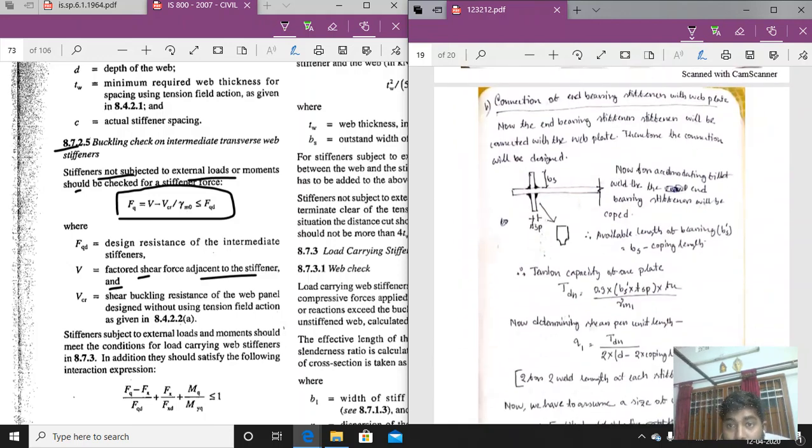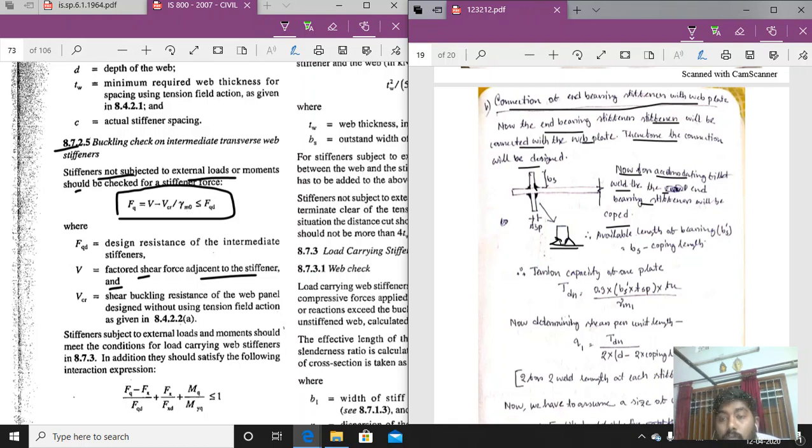Second connection will be the connection of the end bearing stiffener with the web plate. So there will be an end bearing stiffener, and the connection to the web plate has to be determined for that. Now the end bearing stiffener will be connected with the web plate, therefore the connection will be designed. Now for accommodating the fillet weld, the end bearing stiffener will be coped. As we are giving weld connection, this part will be coped so as to accommodate the fillet weld like that. So if this is the web, here will be the weld, here will be the weld. So this extra thing we have to cope.